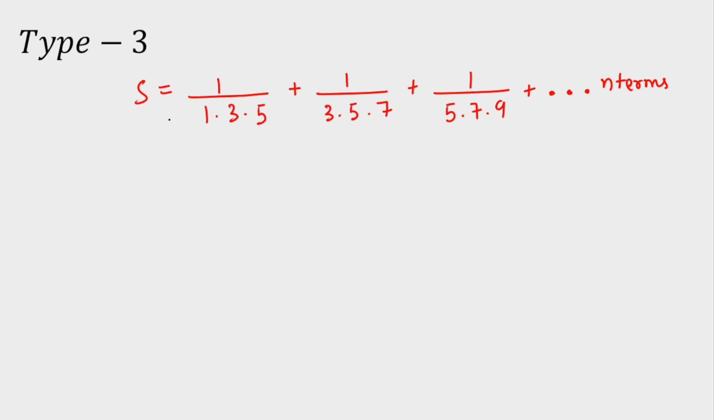Now the question is, find the sum of the series, where the first term is 1 upon 1 into 3 into 5 plus the second term is 1 upon 3 into 5 into 7. As you can see, three factors are varying and I want the sum till nth term.